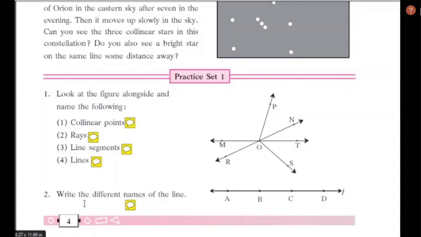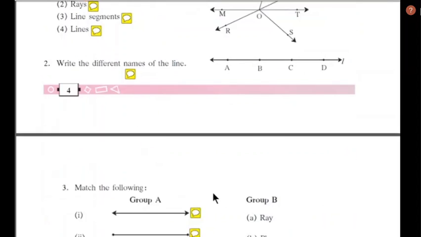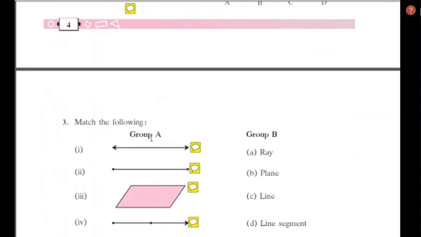Second question. Write the different names of the line. The names are AB, AC, AD, and DC, DB, DA. Match the following, group A and group B. This is a line, this is a line segment, this is a plane, and these are rays.